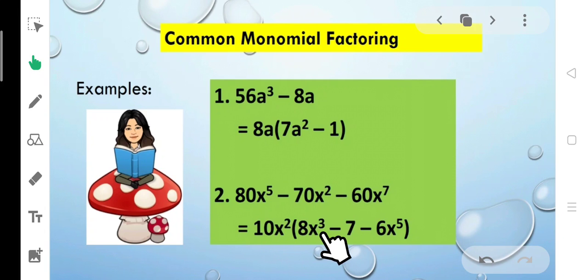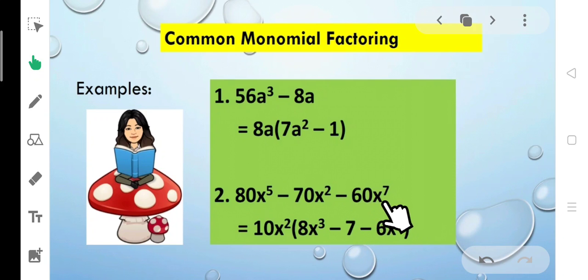To find the other factor, we have 80x raised to the 5th power divided by 10x squared, that is equal to 8x cubed. Just subtract 5 minus 2, that is equal to 3. For the second term, negative 70x squared divided by 10x squared, that is equal to negative 7. Take note that x squared divided by x squared is equal to 1. So, negative 7 times 1 is negative 7.